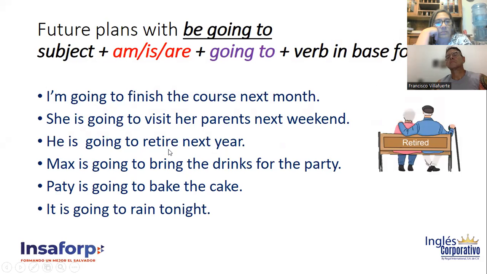Okay, for example, he is going to retire next year. That is his plan, right? He's going to be 60 years old next year. So he's going to retire next year, okay? We know that. Well, you are going to finish the course, not next month, this month, okay? Another plan, she's going to visit her parents next weekend. So she is planning to visit her parents. We know we are organizing a party. And Max is going to bring the drinks. But Patty is going to bake the cake, right? And we know tonight is cloudy. So I know that it's going to rain because that is what Moises Urbina said, right? That it's going to rain.